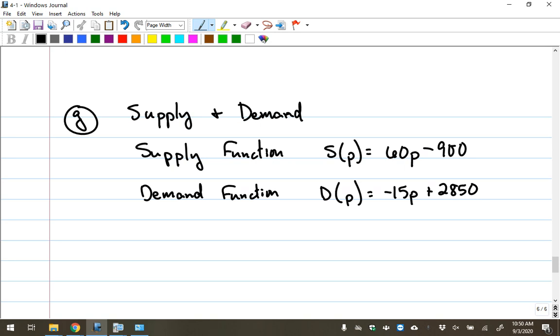Okay, so the supply function says, okay, the supply at a certain price, we can find this with this function, 60 times that price minus 900. So that minus 900 must be like our set of the cost to get our machine to run that product, or the materials cost, something like that. That's where that minus 900 is coming from. Our demand function is a negative 15 times the price plus 2850. So we've got a supply and a demand function that we've built over collecting some data with our business, and they're going to give that to you in this section.